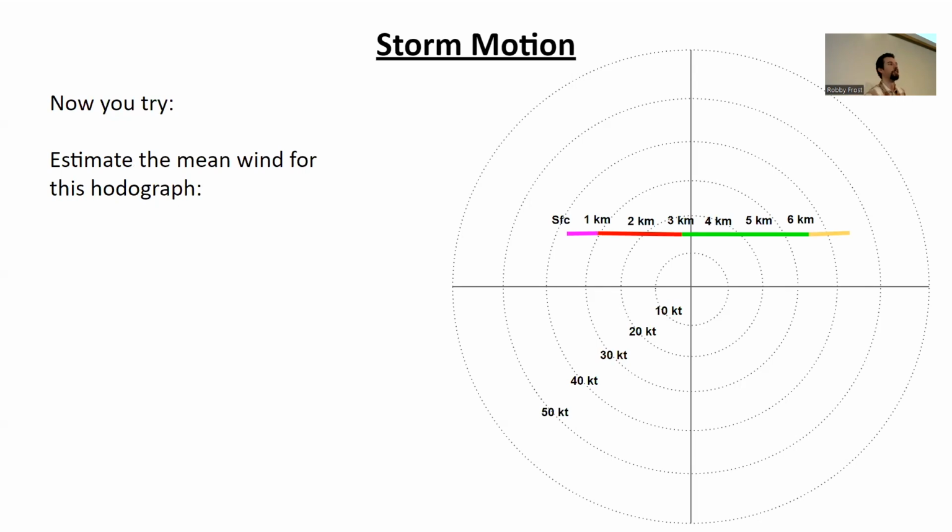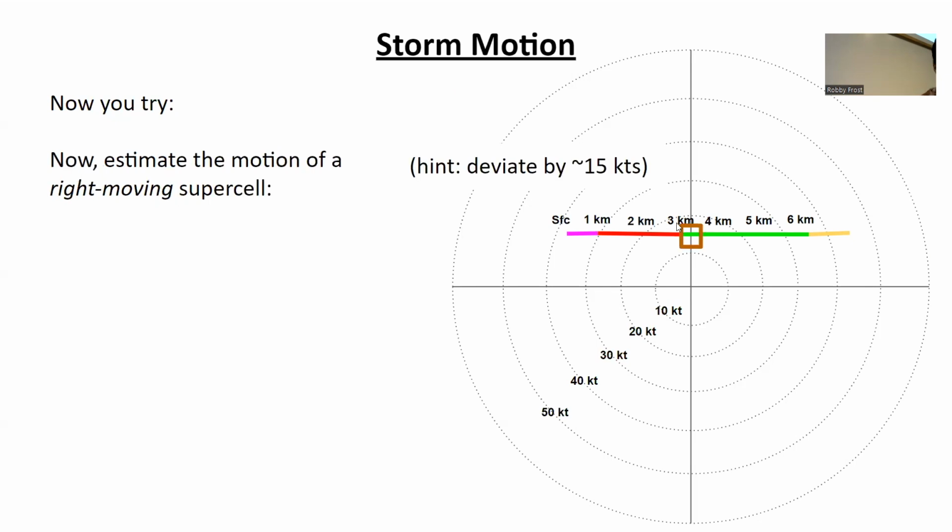Now try this. Where's the mean wind on this hodograph? Where do you think it is? What is our storm motion here? Yeah, so you're finding it on that hodograph, but what speed and direction does that mean it's moving? Yep, perfect, you got it. So it's going to be plotted right around here, and north by about 15 knots.